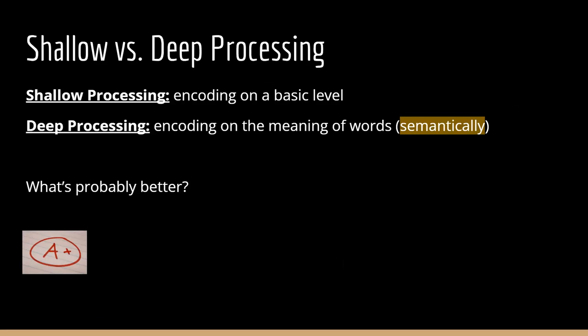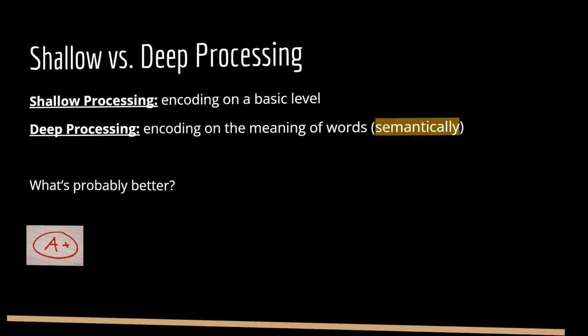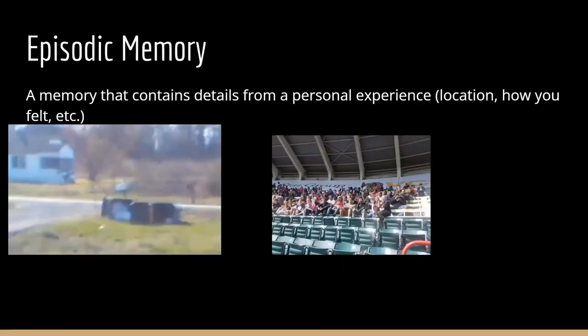So this video, I know it's turning more into studying techniques, but this is definitely related. I mean, how do I know these things? How do we know these things? Because psychology has proven it. All right. Let's talk about episodic memory. This is just a memory that contains details from a personal experience, like location, how you felt, etc.